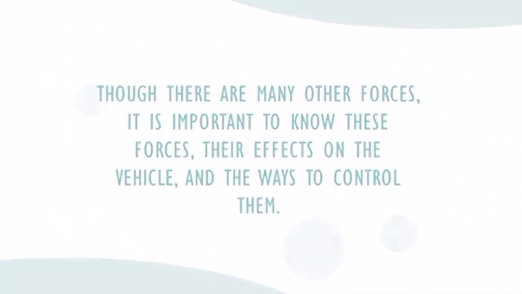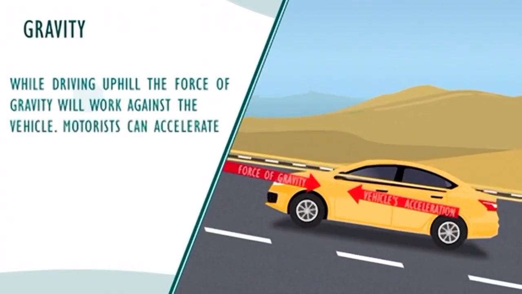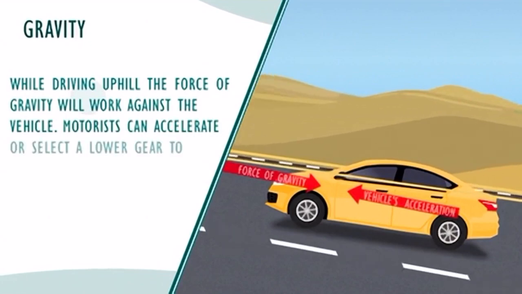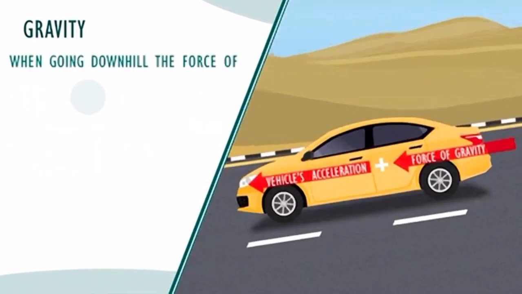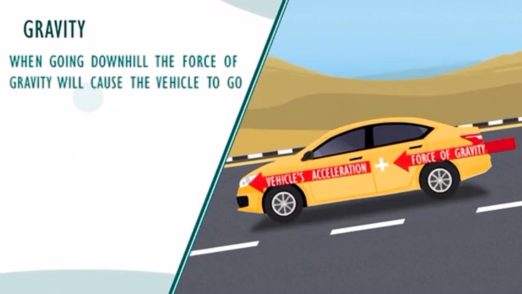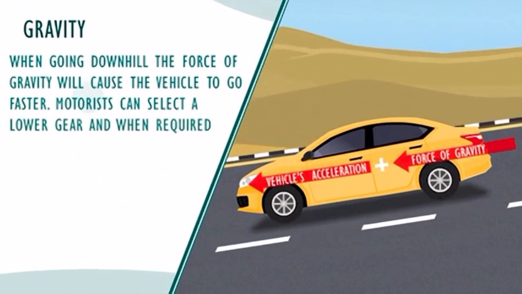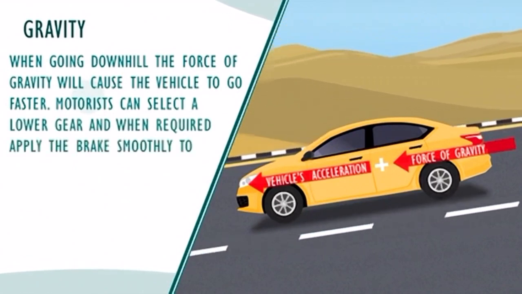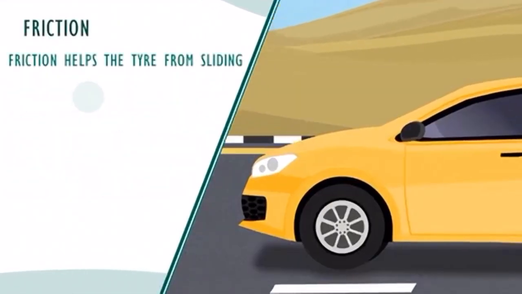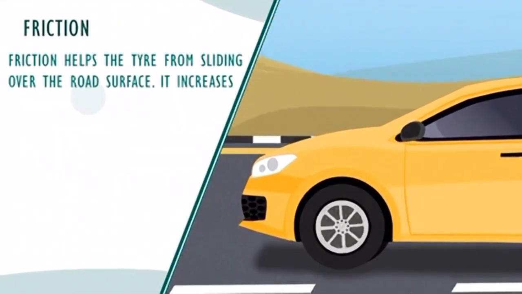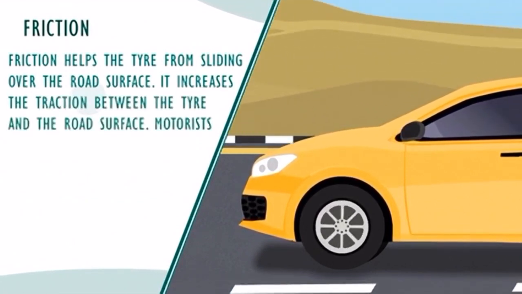Though there are many other forces, it is important to know these forces, their effects on the vehicle, and the ways to control them. While driving uphill, the force of gravity will work against the vehicle. Motorists can accelerate or select a lower gear to maintain the speed. When going downhill, the force of gravity will cause the vehicle to go faster. Motorists can select a lower gear and, when required, apply the brakes smoothly to control the vehicle while maintaining a safe speed. Friction helps keep the tire from sliding over the road surface. It increases the traction between the tire and the road surface.